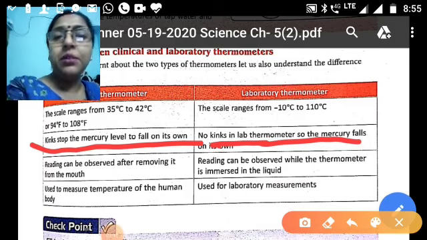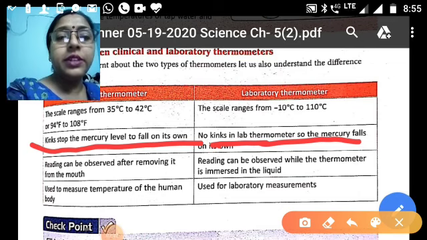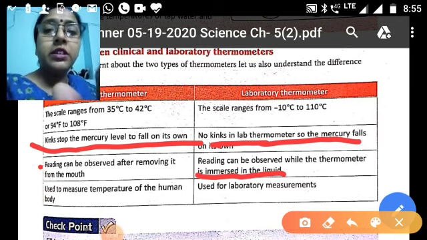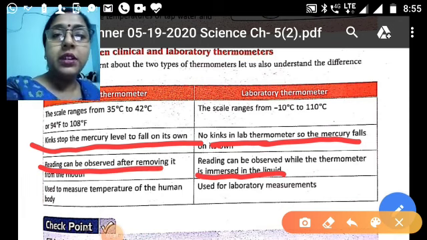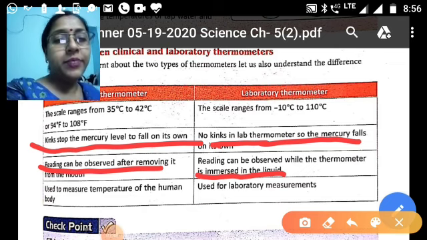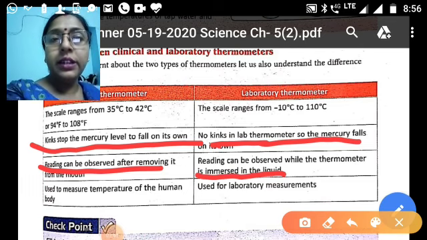Next, the reading can be observed after removing it. Why? Due to the presence of the kink. Here, in the laboratory thermometer, the reading is taken while the thermometer is immersed in the liquid. And the clinical thermometer is used to measure the human body temperature, whereas the laboratory thermometer is used for laboratory measurements. The clinical thermometer has a kink, that's why it is used to measure the human body temperature. And human body temperature does not exceed 35 to 42 degrees Celsius or 94 to 108 degrees Fahrenheit. So those are the differences between the clinical and the laboratory thermometer.